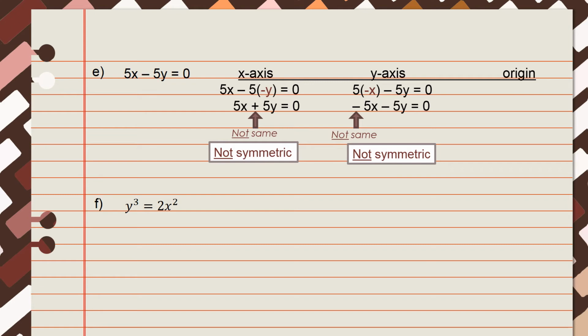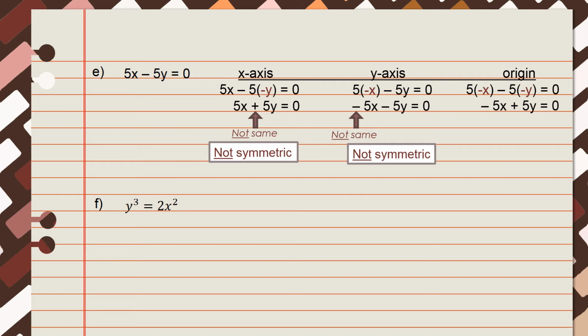Now, for the origin, again, look back at your notes. This time it says to replace x with negative x and y with negative y. So we do replace both of them at the same time. Well, positive 5 times a negative x gives us a negative, and then negative 5 times a negative y gives us a positive. So our resulting equation is negative 5x plus 5y equals 0. Comparing this to the original, we see it's not the same, but is there anything we can do to make it look like the same equation?